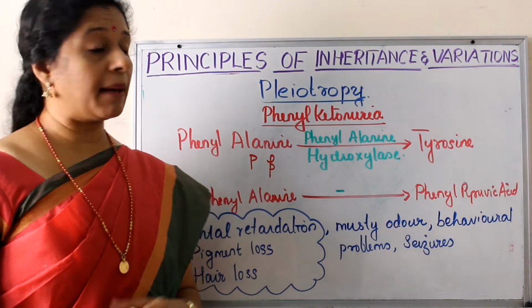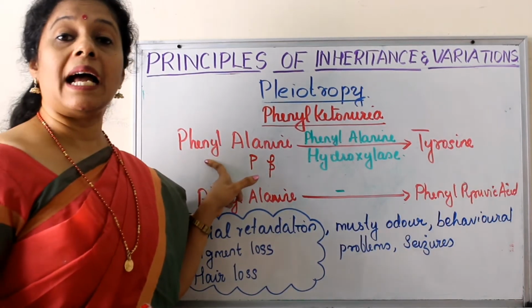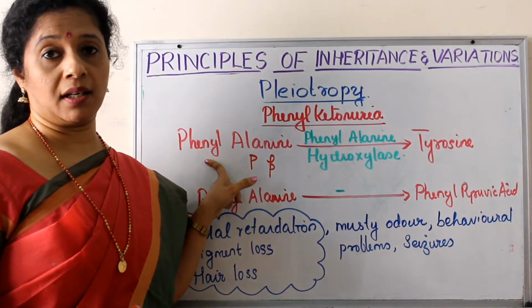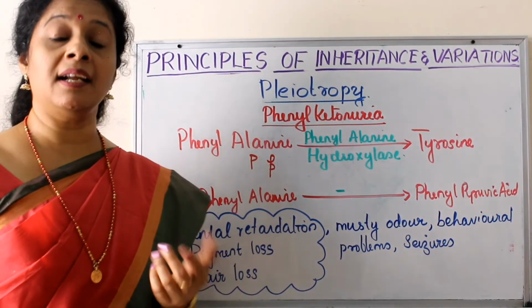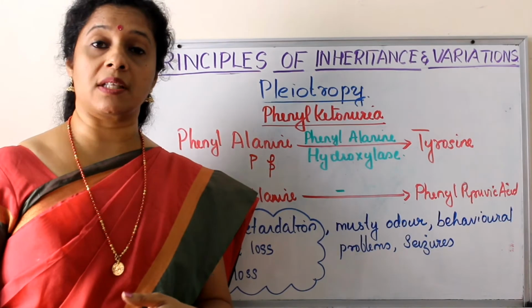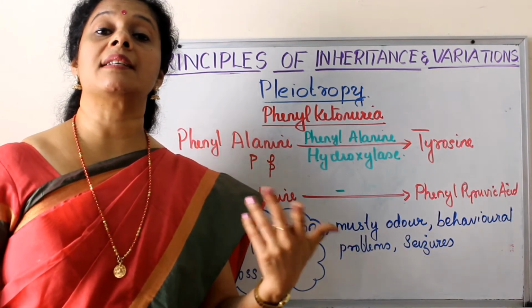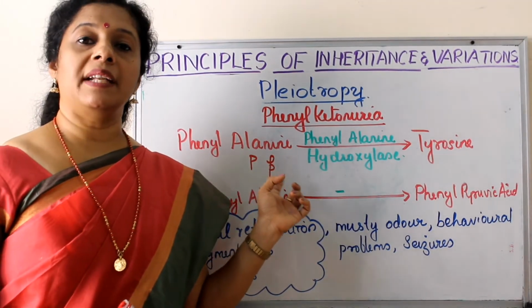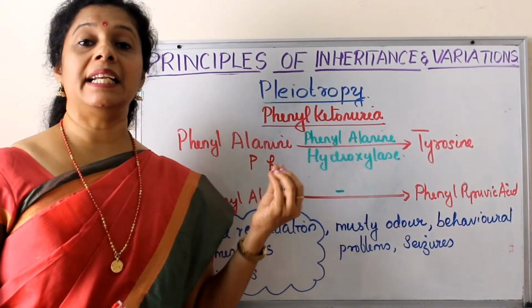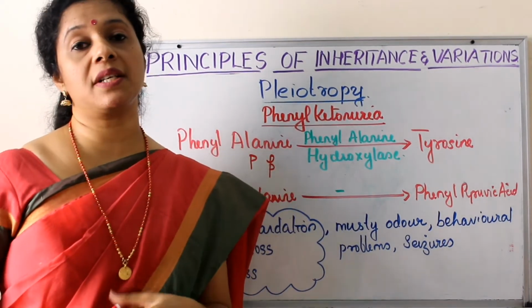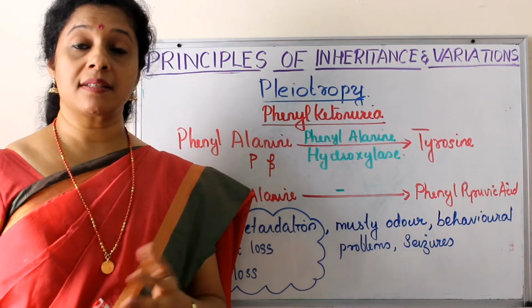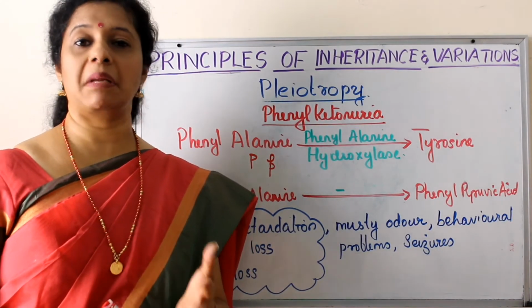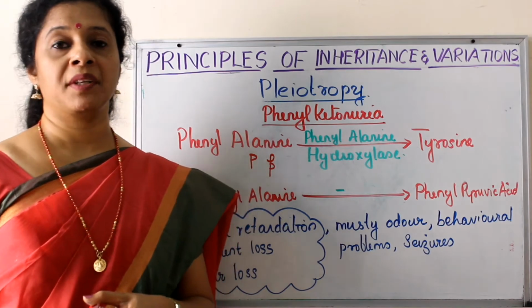As a result, what will happen? Phenylalanine will accumulate in our body. Some of the phenylalanine, instead of turning into tyrosine, will become phenylpyruvic acid as well. A large amount of phenylalanine, if deposited, can lead to mental retardation because the deposition is in the brain. It will lead to mental retardation and seizures. Seizures means a kind of epilepsy or convulsions.